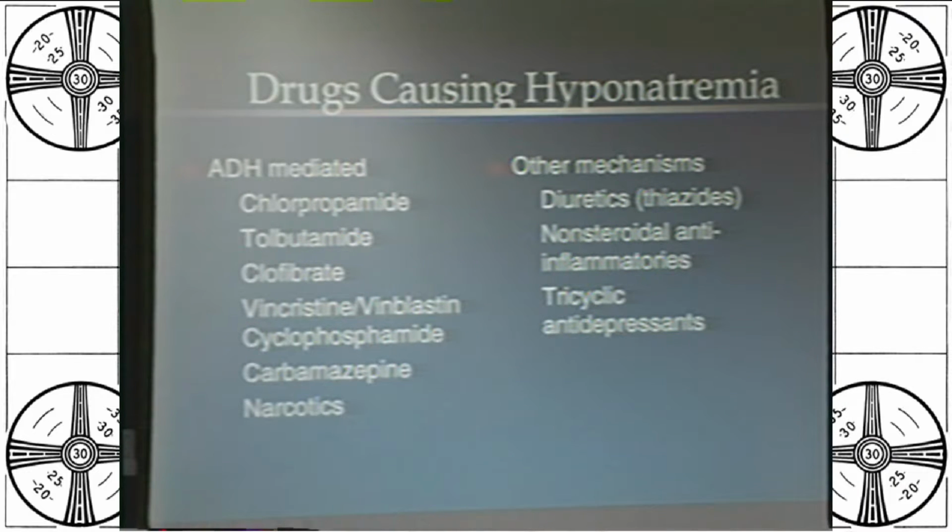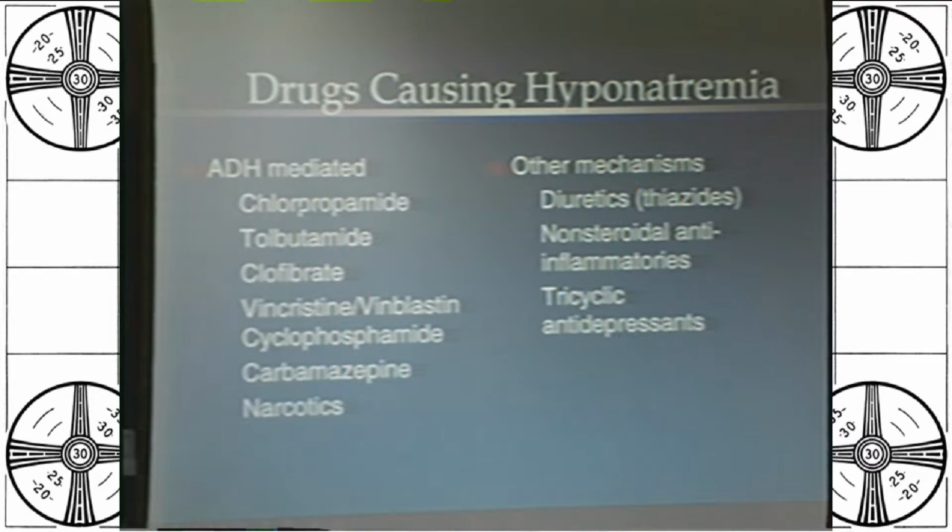I say for middle-aged and younger patients, I would still consider using it though. Tolbutamide, which is another oral hypoglycemic drug, also does this. Some of the cancer chemotherapeutic drugs, and then Tegretol or carbamazepine is one I've seen fairly often to do this. Drugs that cause hyponatremia by other mechanisms, probably of these, the thiazide diuretics are the ones that I've seen have the most problem.